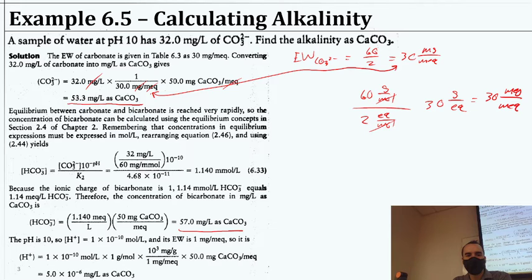Next, we need the OH minus and the H plus. Here we have the H plus, that's 10 to the minus 10 moles per liter. The equivalent weight for H plus is 1, because we have one charge, n is 1, and the atomic weight is 1. So it's 1 divided by 1, 1 milligram per milliequivalent. So that's just 10 to the minus 10 times 1 gram per mole to get it into gram quantities, times 10 to the third to get to milligrams, and times 50 to get it as CaCO3. So that becomes 5 times 10 to the minus 6 milligrams per liter as CaCO3. So pretty small number compared to the other ones.